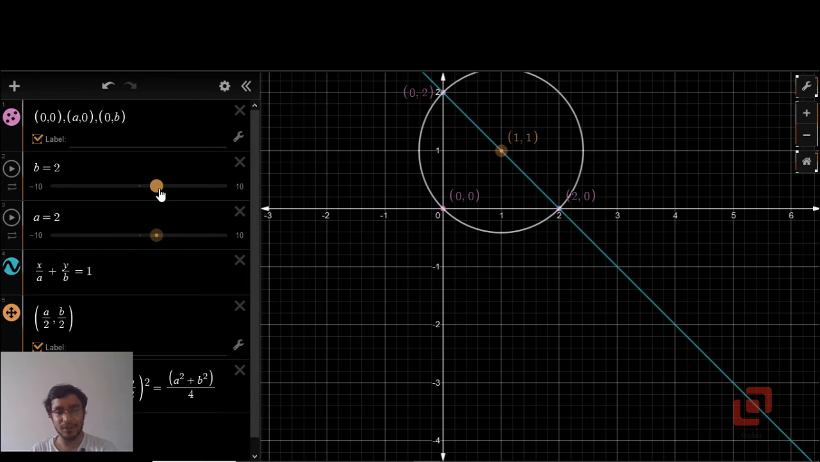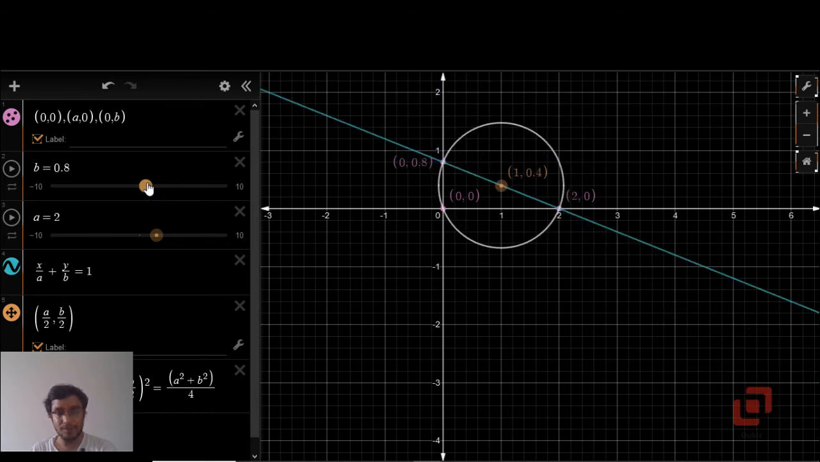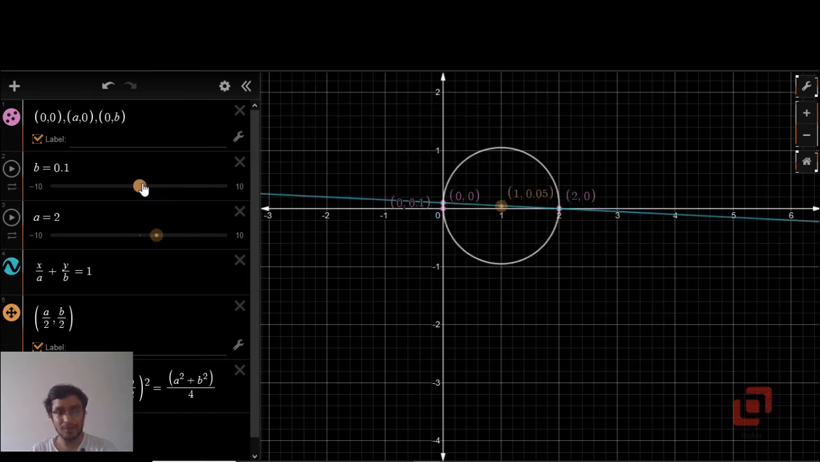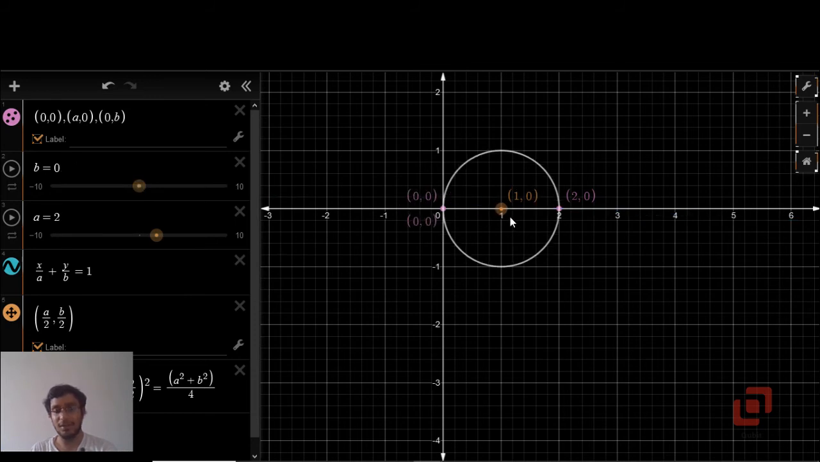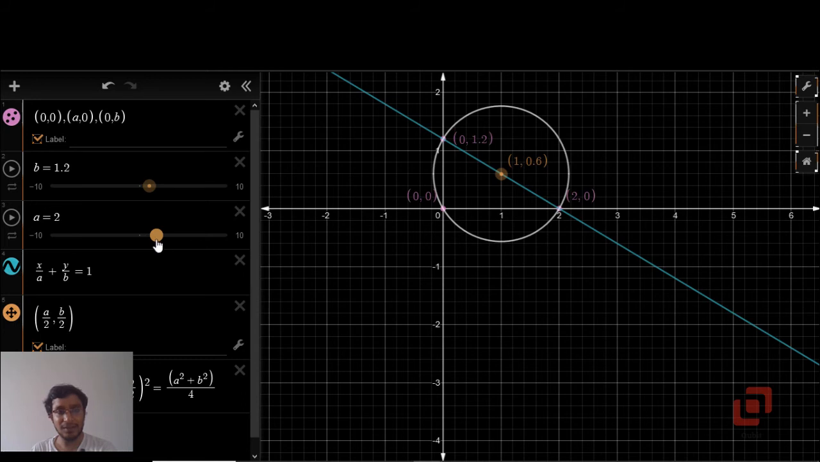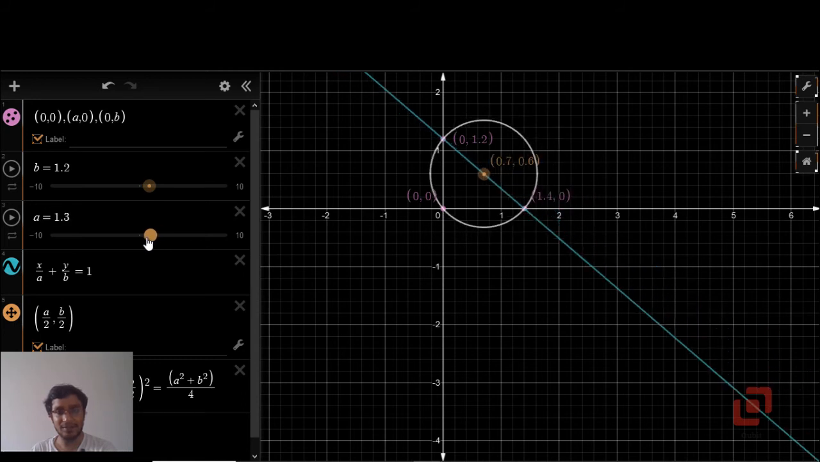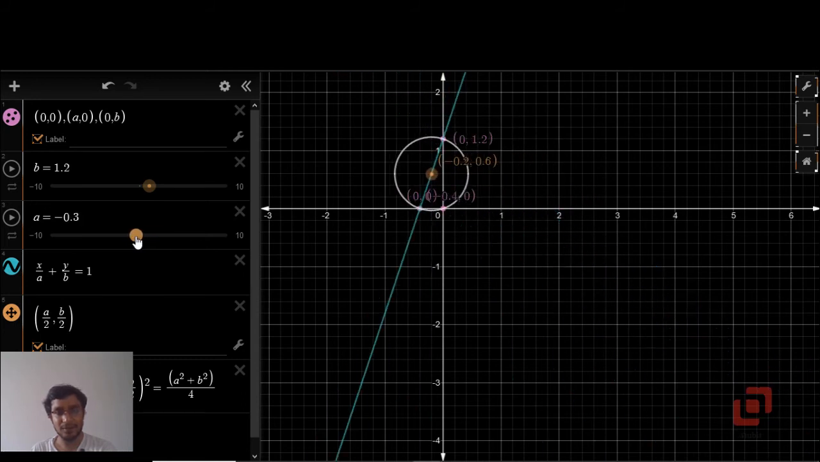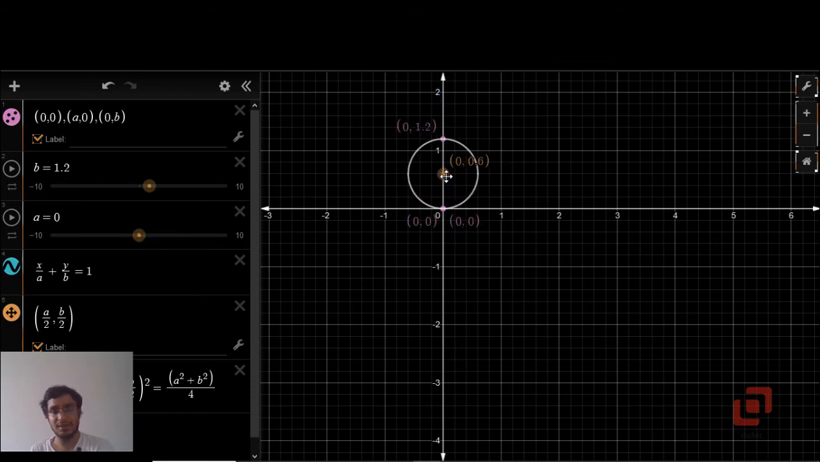So let's discuss what happens if b is 0. If b is 0, then the center of the circle falls on the x-axis, obviously. And if a is 0 and b is non-zero, then the center of the circle will fall on the y-axis. There, currently it is at (0, 0.6). And if both are 0, well, then you will not have a circle, you will have a point.